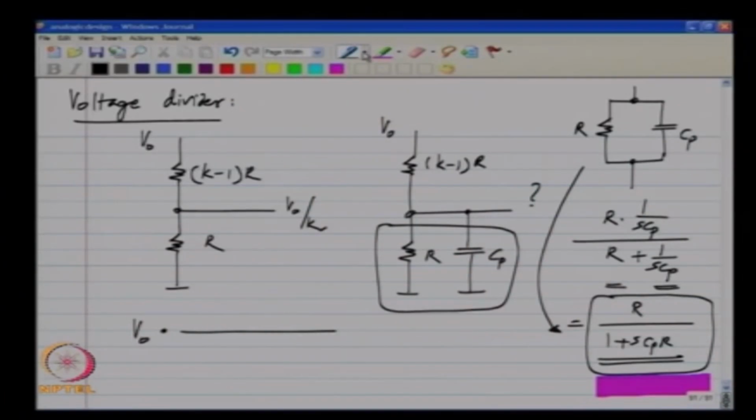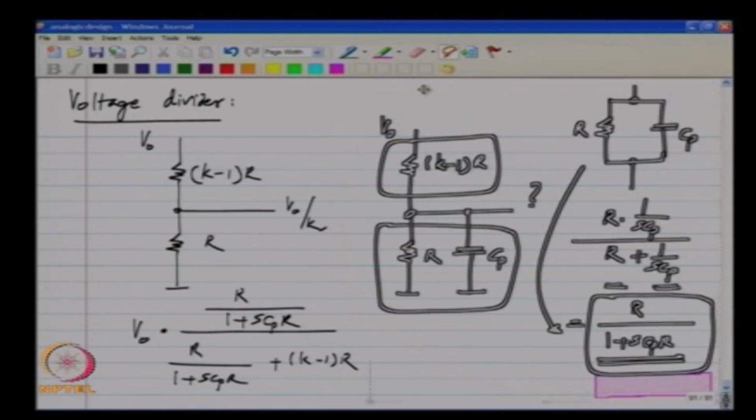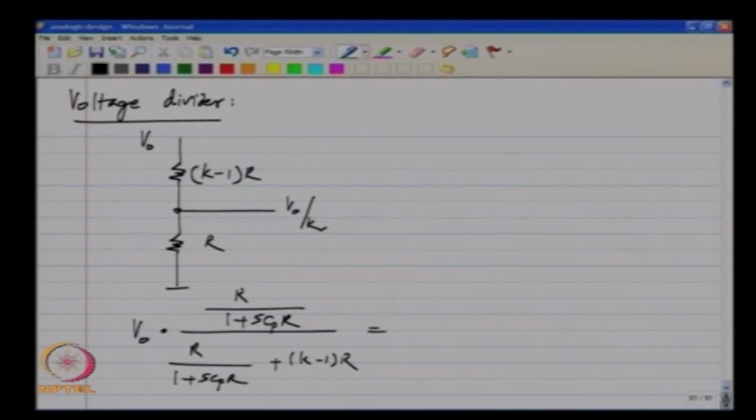Coming back to the transfer function of the voltage divider, I have R by 1 plus SCPR, that is the impedance of the lower part, divided by R by 1 plus SCPR plus K minus 1 times R. If I simplify this, I will get R divided by k times R plus k minus 1 times SCP R square, and R cancels out to give you 1 by k plus k minus 1 times SCP times R.